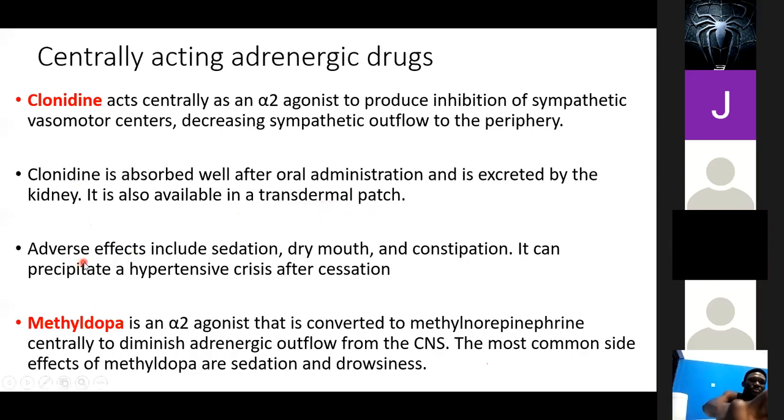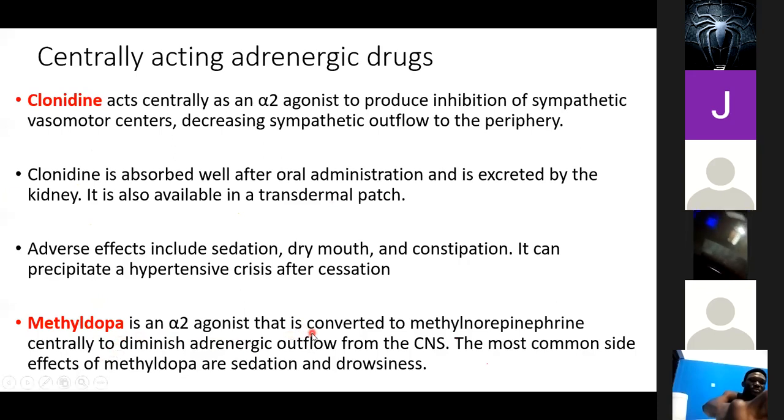We also have adverse effects of this clonidine, which include sedation, dry mouth, and constipation. And it can precipitate a hypertensive crisis after cessation. We also have methyldopa, which is also an alpha-2 agonist. So please, clonidine and methyldopa are all alpha-2 agonists.